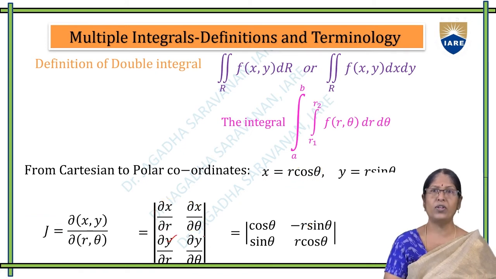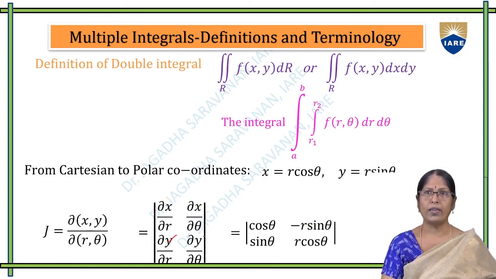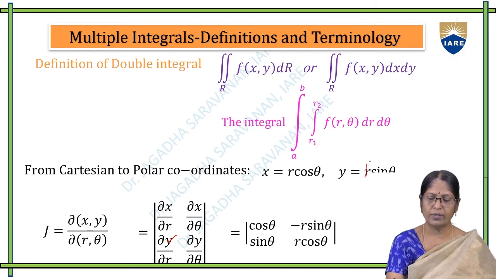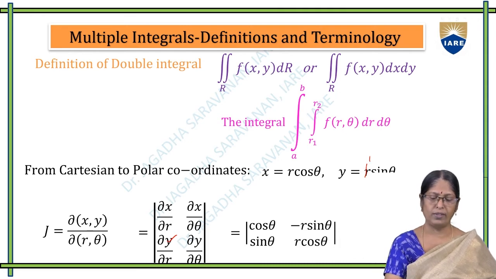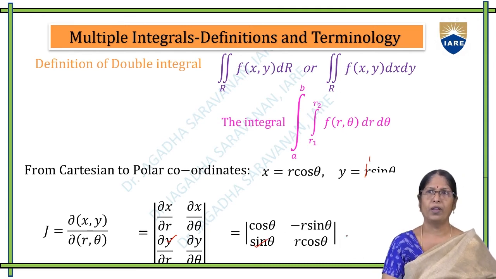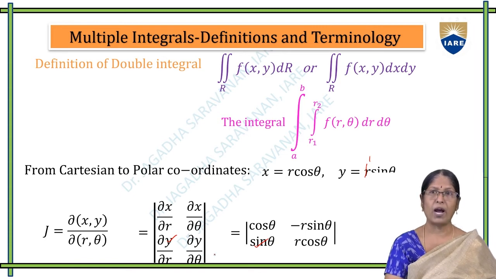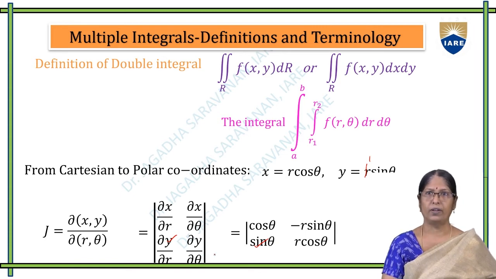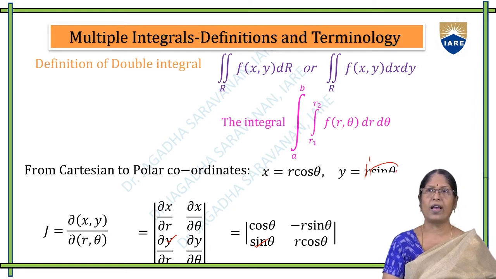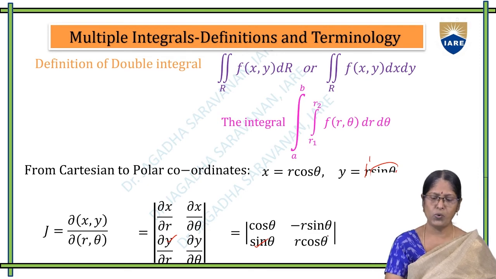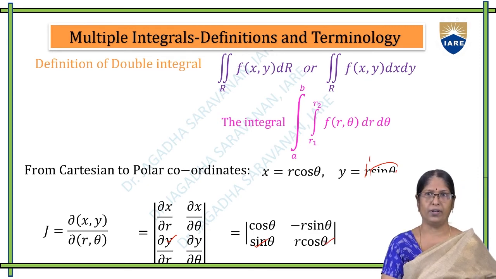Now we will concentrate on dou y by dou r. So here the differentiation of r is 1. So 1 into sin theta, which is written here. Next, dou y by dou theta. Here the differentiation of sin theta is cos theta into r, r cos theta.